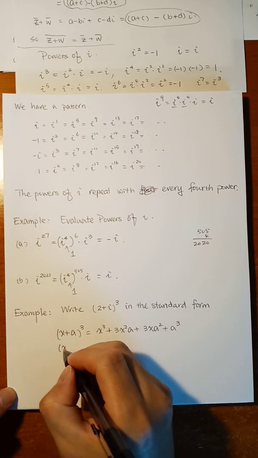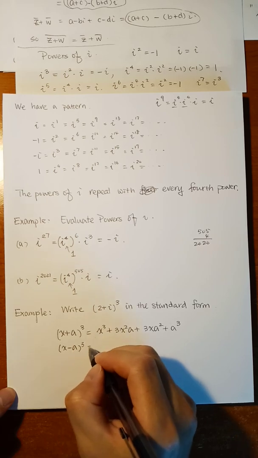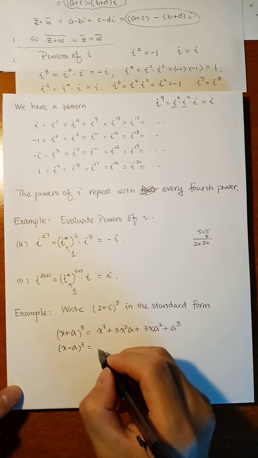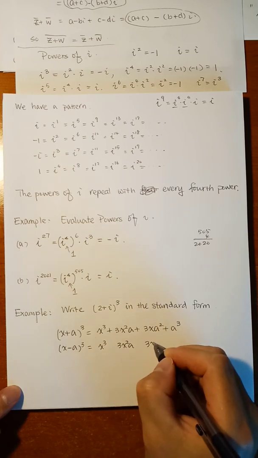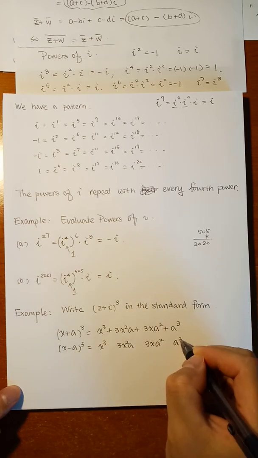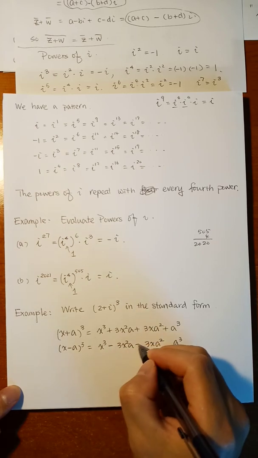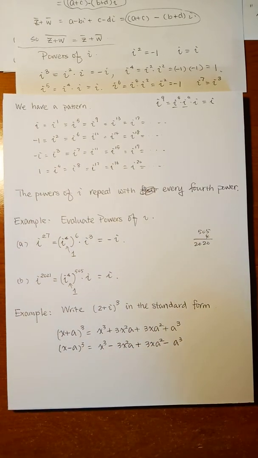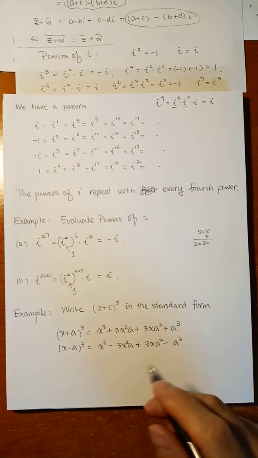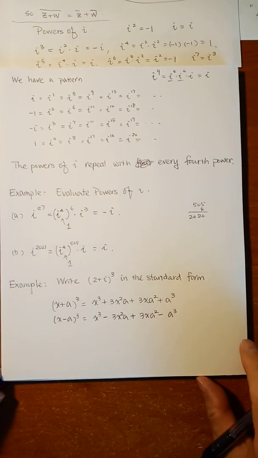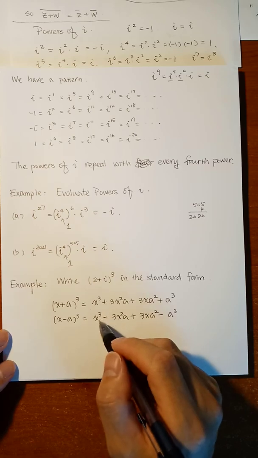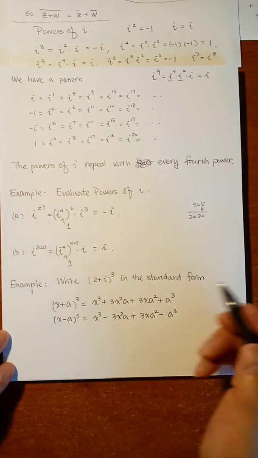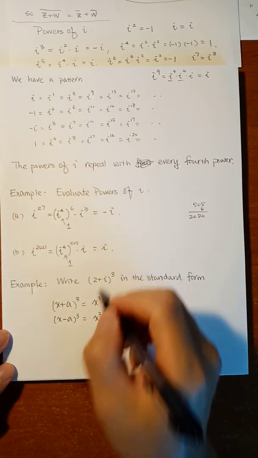It has a twin formula. If you have x minus a, cubed, you will have almost the same formula, but the signs become minus, plus, and minus. They are the twin formulas. You're supposed to know them. You will use them in pre-calculus and calculus. Okay, back to the problem.